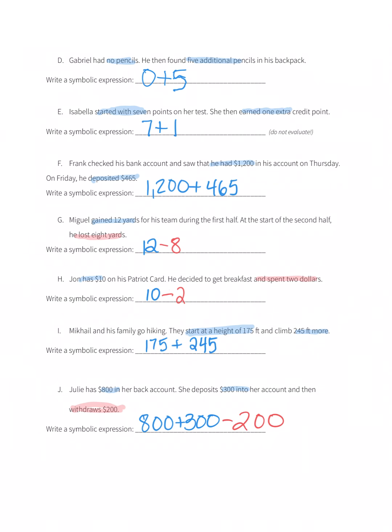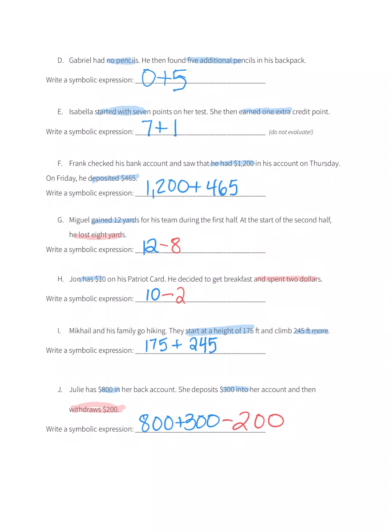Let's go through it. Isabel started with 7. There's 7 points on her test. She then earned 1 extra credit point. Earn is an increase, so +1. Frank checked his bank account and he saw that he had $1,200 in his account on Thursday. Had $1,200. Then on Friday, he deposited $465. So deposit, you're putting more money in, that's a positive, plus $465.